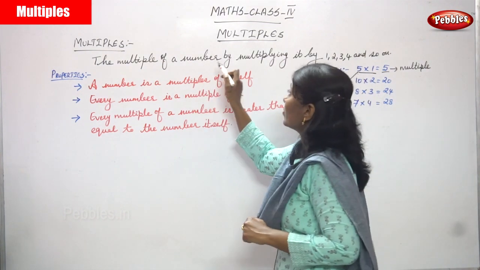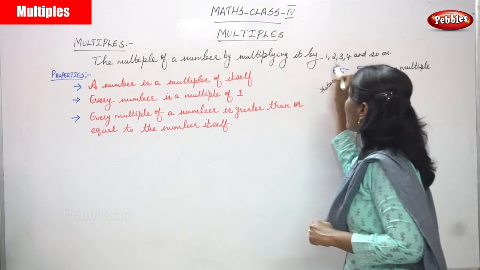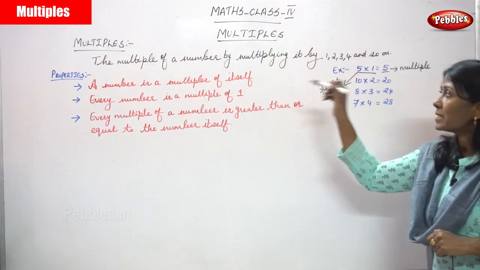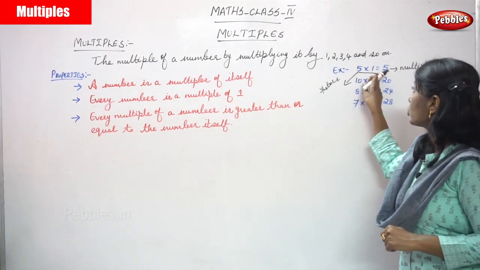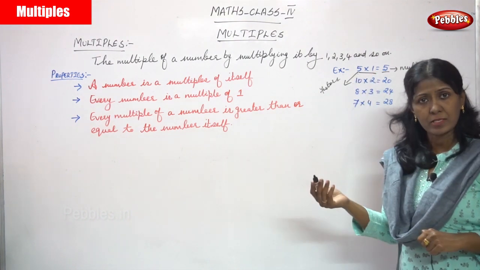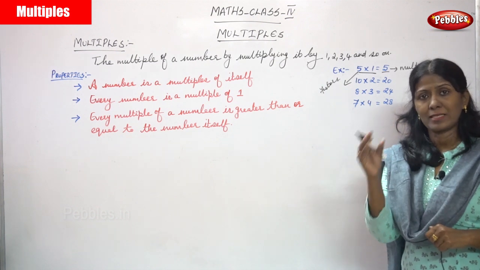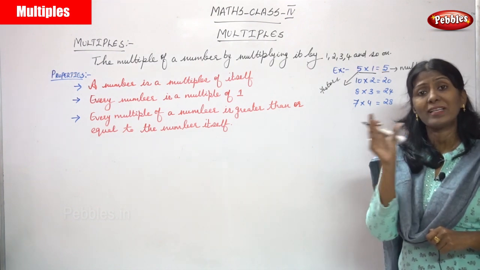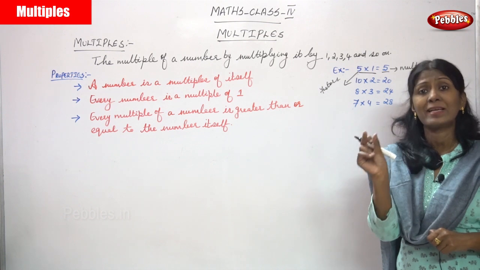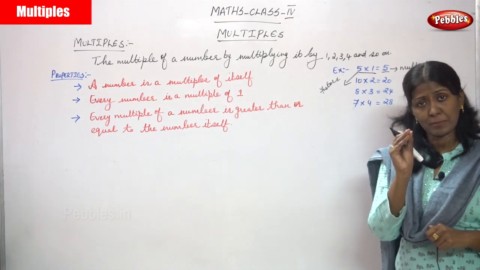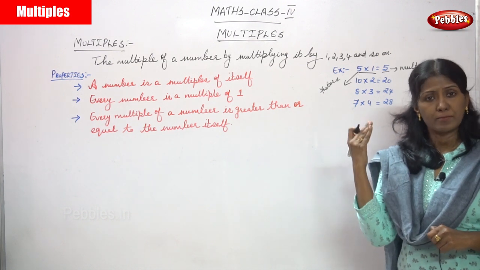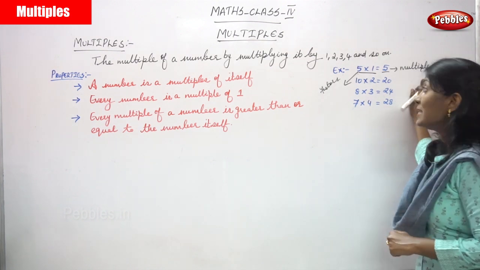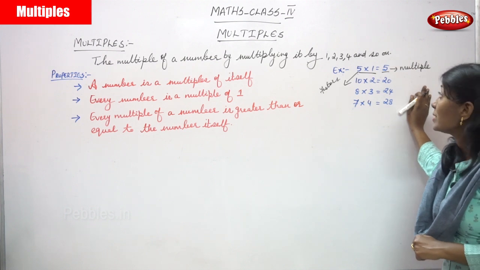So the multiple of a number is obtained by multiplying it by 1, 2, 3, 4. The number is 5. Which numbers are multiplied? 5 and 1. These two numbers are called factors. The answer 5, you got it, is the product, otherwise we can call it a multiple. That is what they mention.